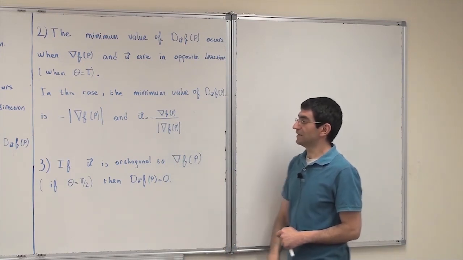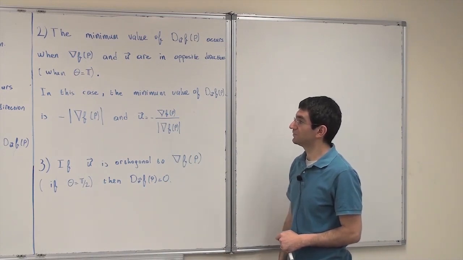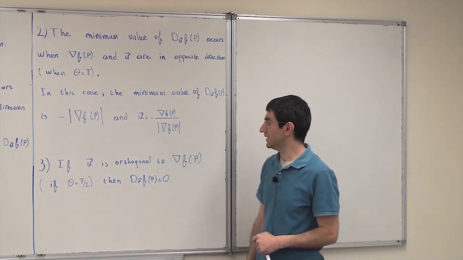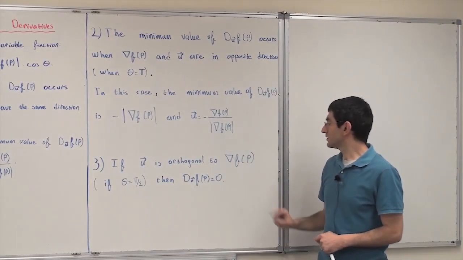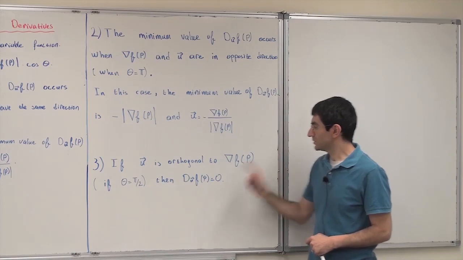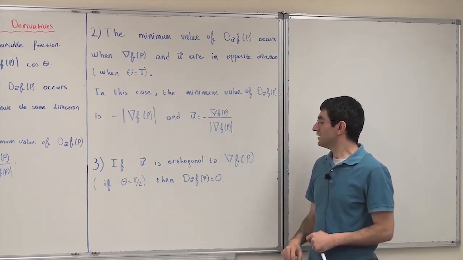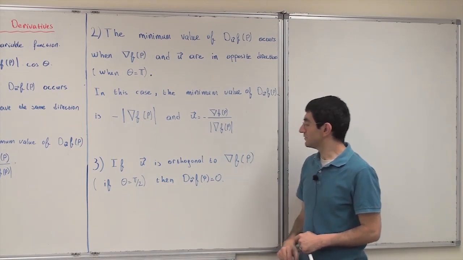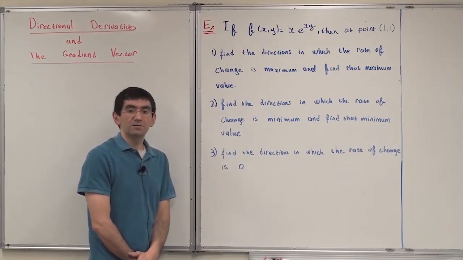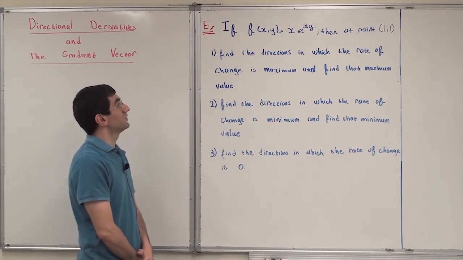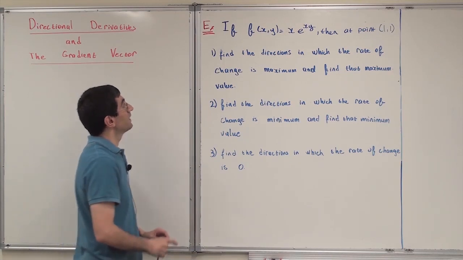And the third and last conclusion that we can get from this formula of the directional derivative is that if u is orthogonal to the gradient vector, which means that the angle between them is equal to pi over 2, then the directional derivative is equal to 0. Now let's see an application of the properties of directional derivatives that we have just seen.